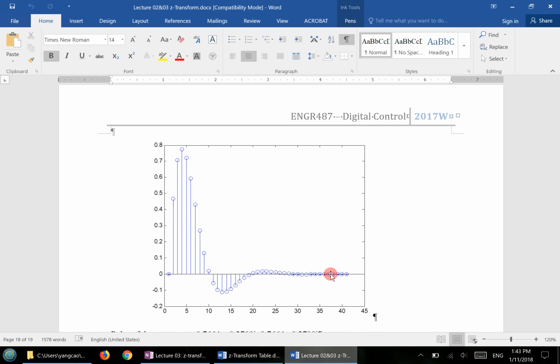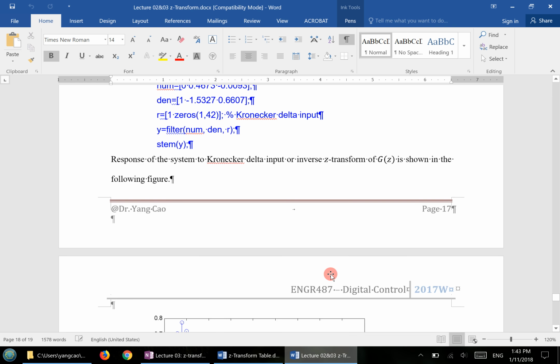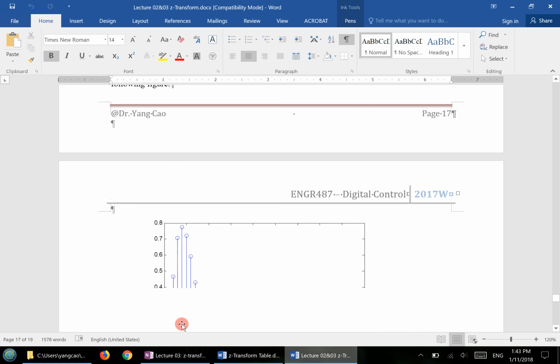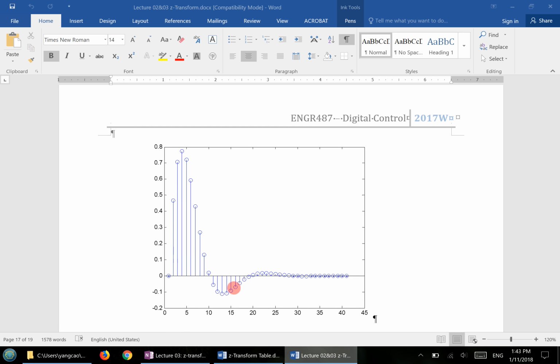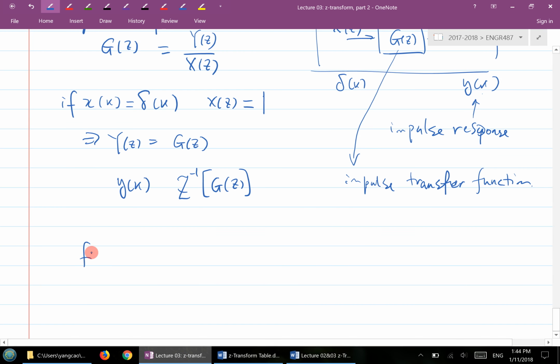And you use a stem command that draws the little circle with this line here. That stem command will draw this. So try it. You could also try another command. Besides the filter command, there is also a command called impz, which does the same thing. If you use impz, this is also a simulation of the impulse response.